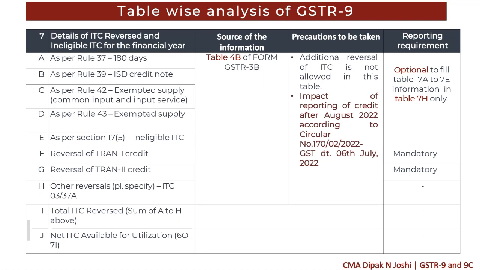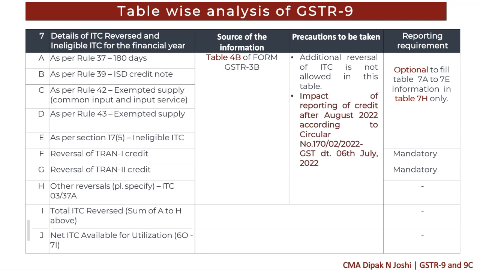Again, same. It is nothing but the replica of table 4B of GSTR 3B. You just require to bifurcate the credit in the different headings like rule 37 reversal where payment is not paid within 180 days. In that case, you are reporting those credits in table 4B of GSTR 3B, right? But in case of GSTR 9, you are required to bifurcate that credit under rule 37. Rule 39 is in case of ISD credit. Rule 42, 43 already we have explained. It is reversal of common credit on input and input services, right?